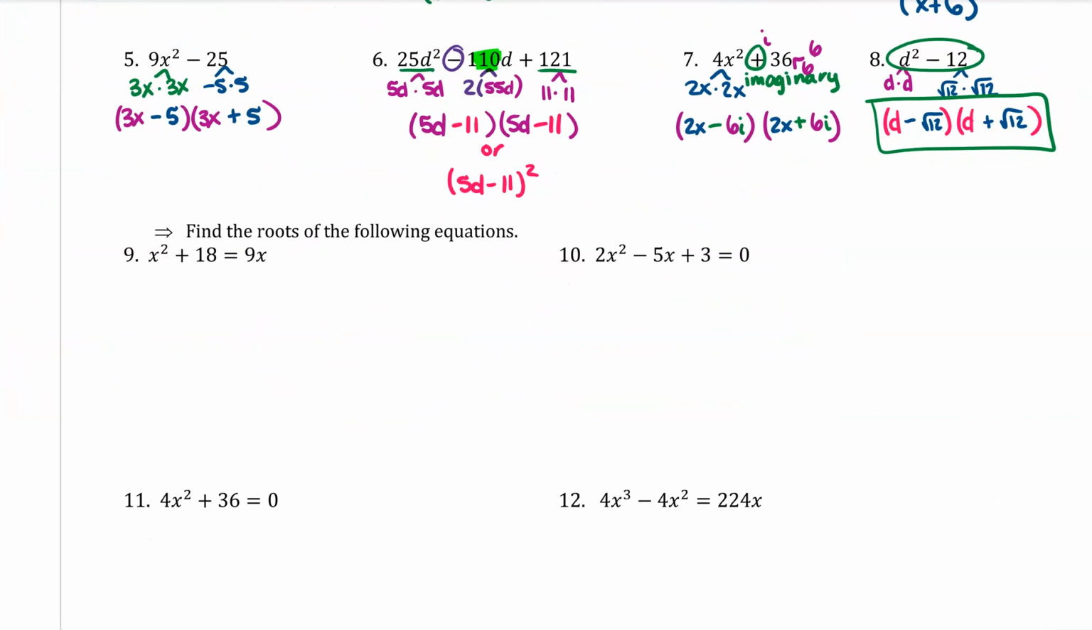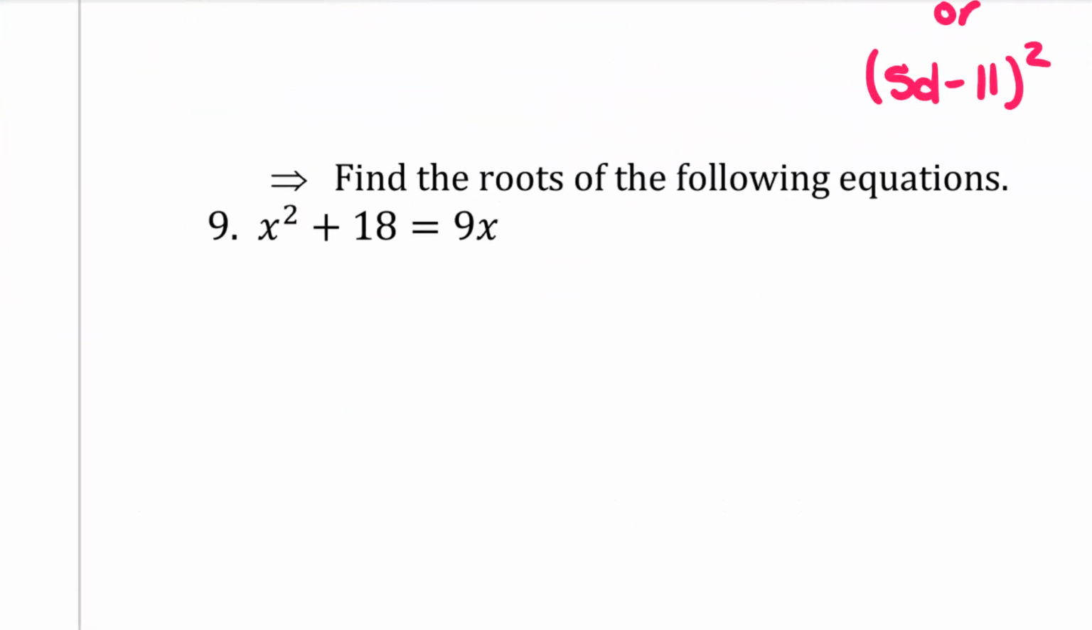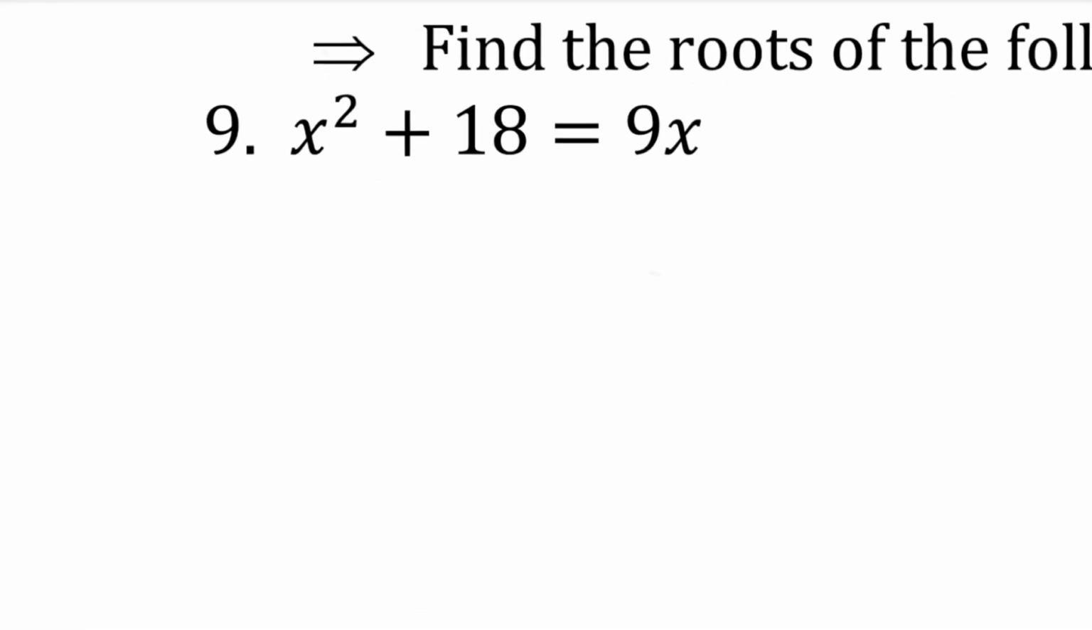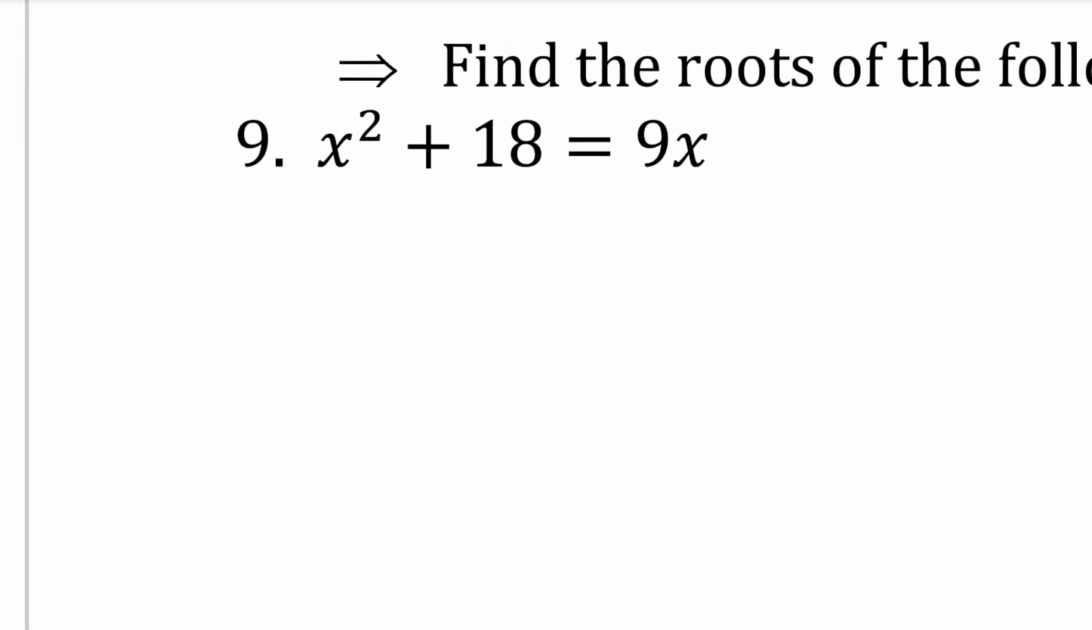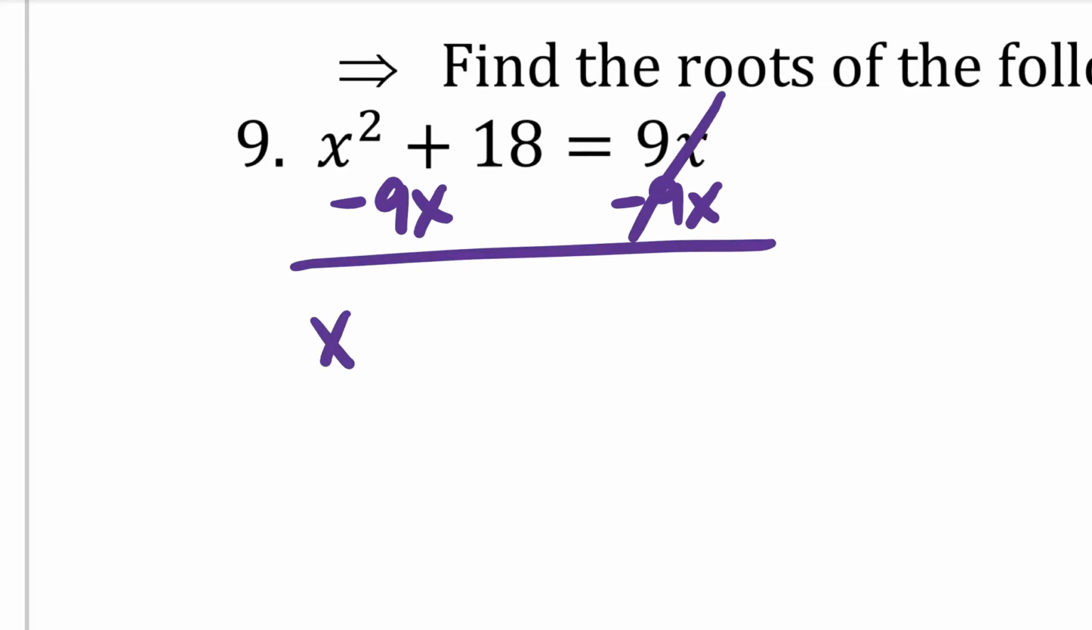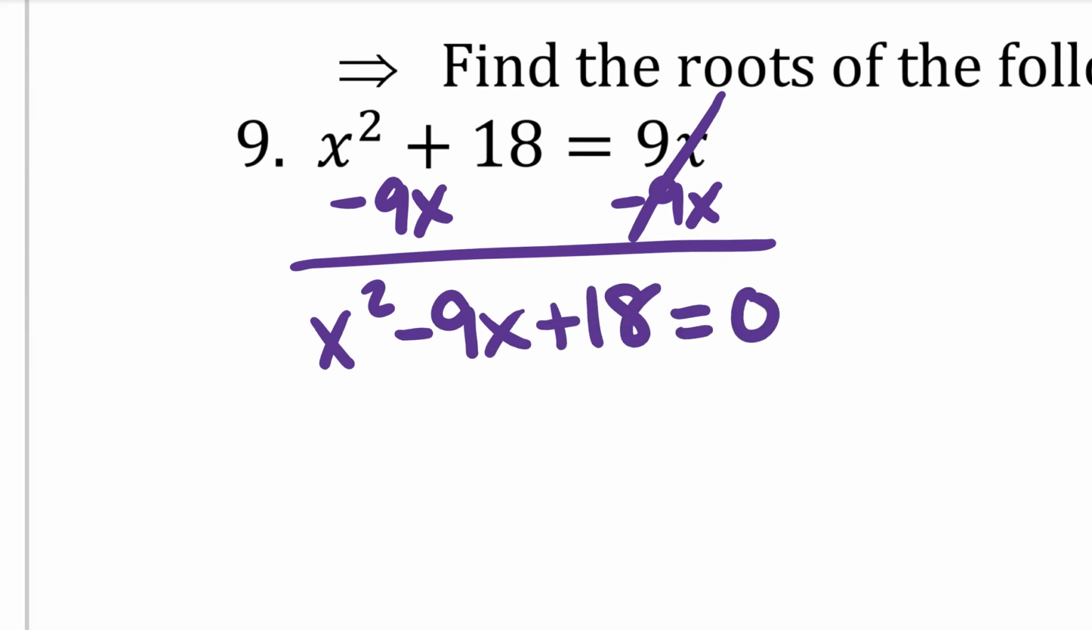Now the rest of the notes is a bunch of factoring. It wants you to find the roots of the following, which means I'm pretty much factoring and then solving. They all have equal signs. So number 9, I need to make my own 0 because I don't have a 0. So I'm going to do minus 9x on each side. So I have x squared minus 9x plus 18 equals 0. Then I'm going to factor.